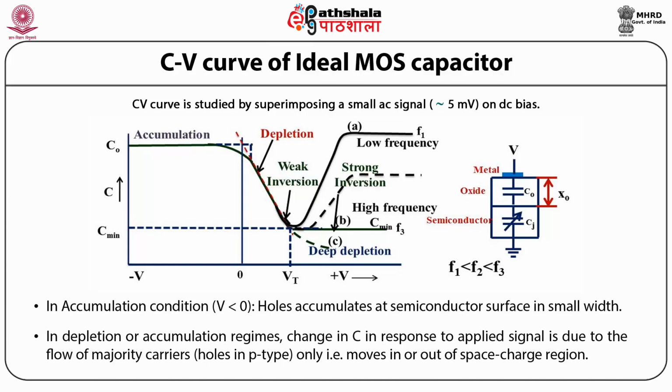Now comes the depletion regime, where the change in C in response to the applied signal is due to the flow of majority carriers, that is holes in p-type only. They move in or out of the space charge region. So C naught is frequency dependent as the relaxation time of majority carriers is small. In the depletion region, that is V greater than 0, W increases with V and Cj, which is epsilon S by W, decreases, and it results in the decrease in C with V.